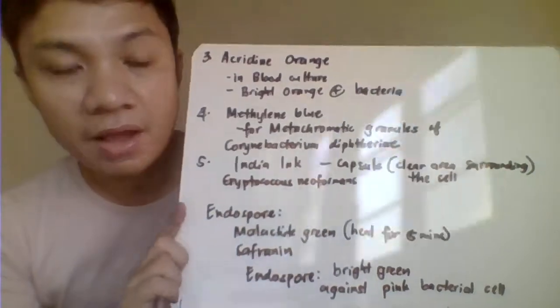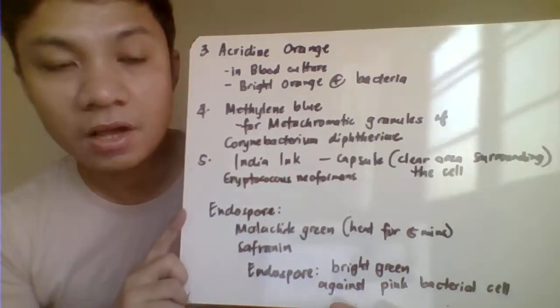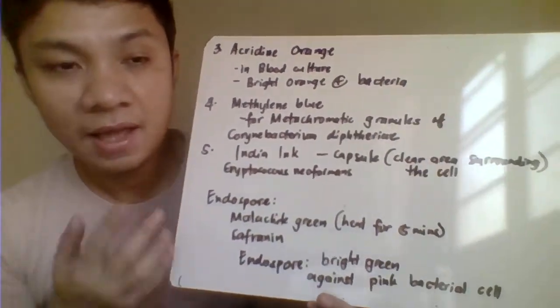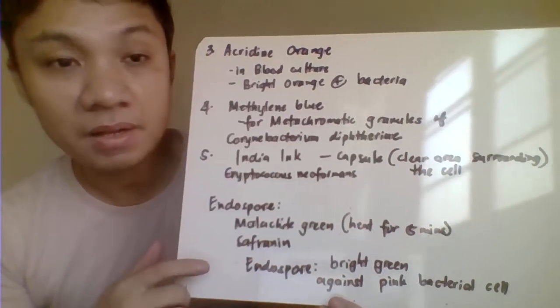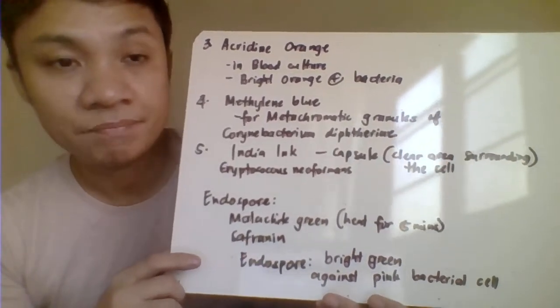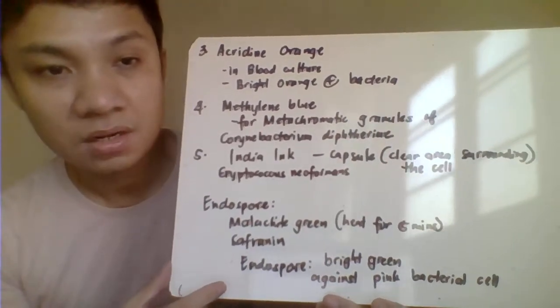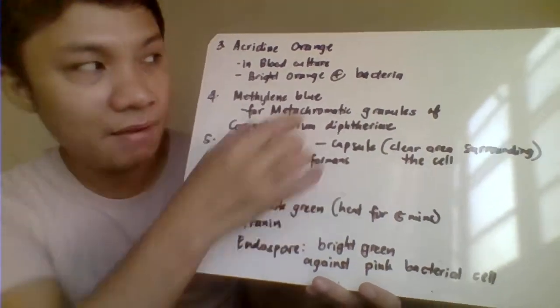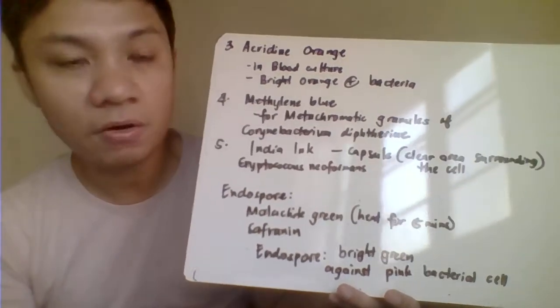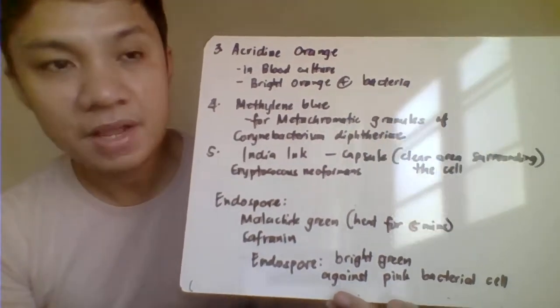On the next stain, we have your acridine orange. Acridine orange would just identify the presence of bacteria in your clinical specimen. I use this for identification of bacteria in your blood culture. A positive result is bright orange, which will signify the bacteria.